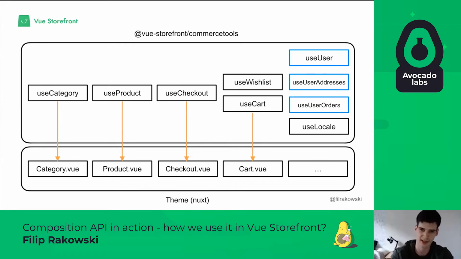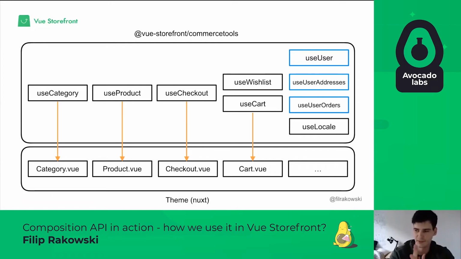You can use them in Nuxt, in VSF CLI projects, or in custom Vue projects. We're not shipping any components. Of course, we are also shipping a default theme that has this plugged into the UI. But basically, our architecture is based on these Composition API functions. Each feature has basically its own Composition API function.